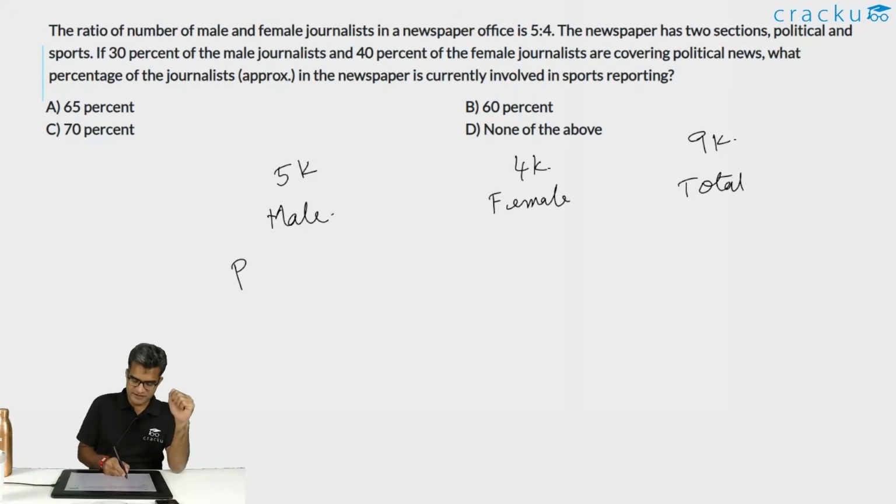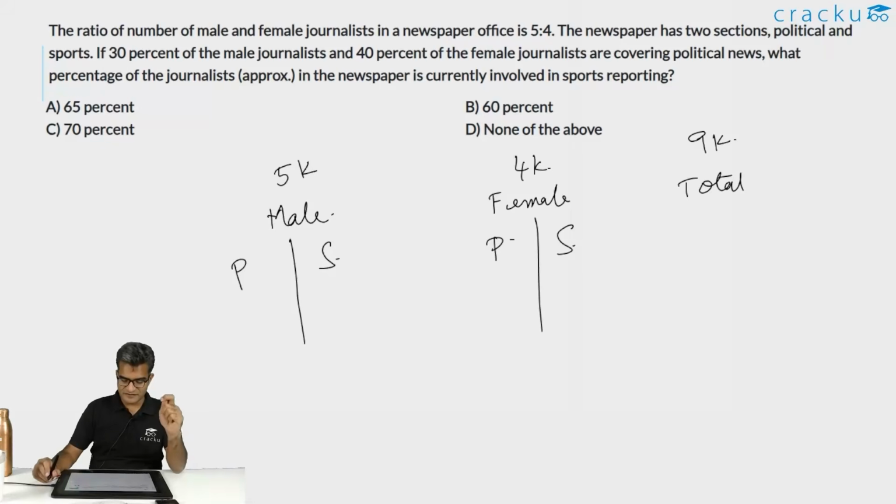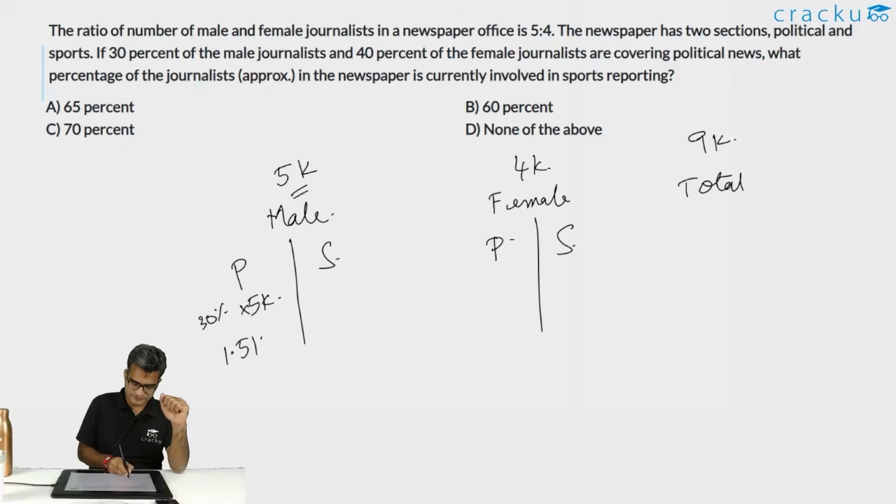So there are political male journalists, there are sports male journalists. Similarly, there are political female journalists and sports female journalists. 30% of the male journalists and 40% of the female journalists cover political sports. So this is 30% of 5k. What is 30% of 5k? 30% of 5k is 1.5k. So 1.5k of the male journalists cover politics. The remaining will cover sports, which will be 5k minus 1.5k, which is 3.5k.